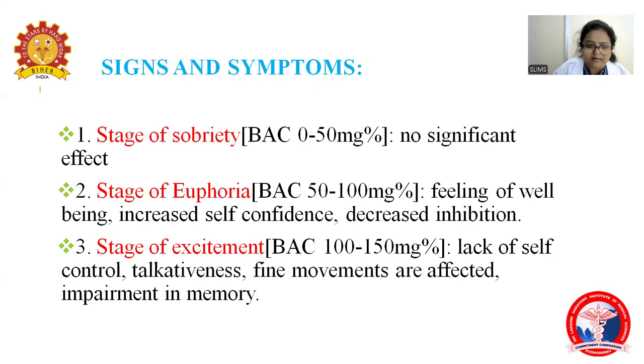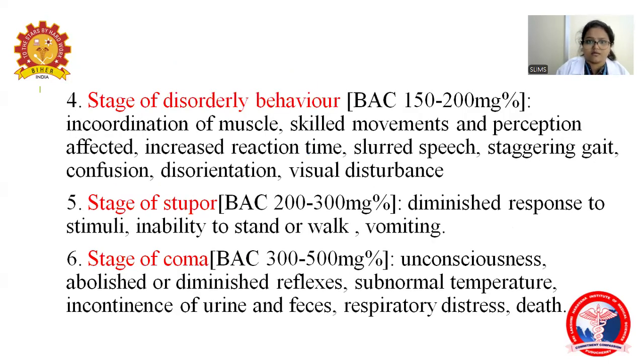And then the next stage would be the stage of excitement at a blood alcohol concentration of 100 to 150 milligram percentage. Here there will be a lack of self-control. A person starts to lose control of their thinking and becomes more talkative. Here, the fine movements are affected, and the person is not able to do fine activities like writing or holding things properly. And then the impairment of memory is also present in this stage.